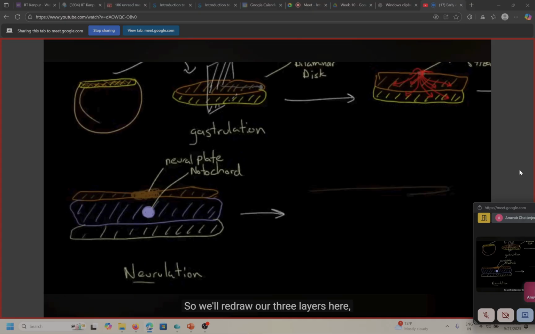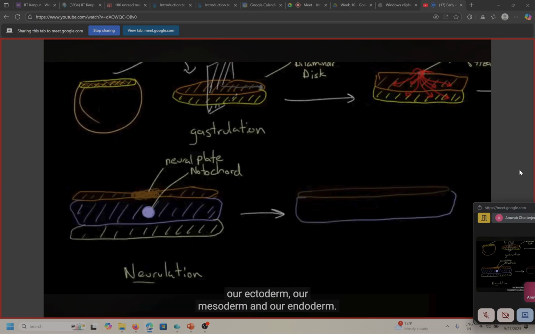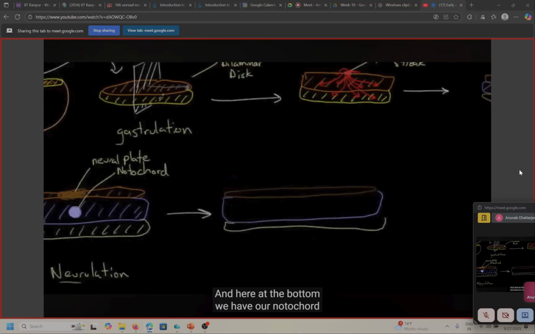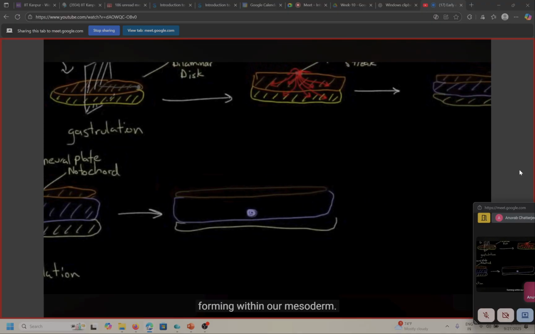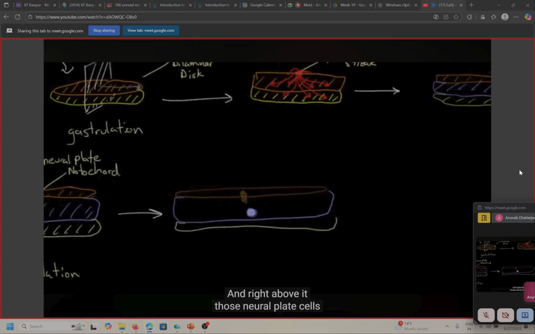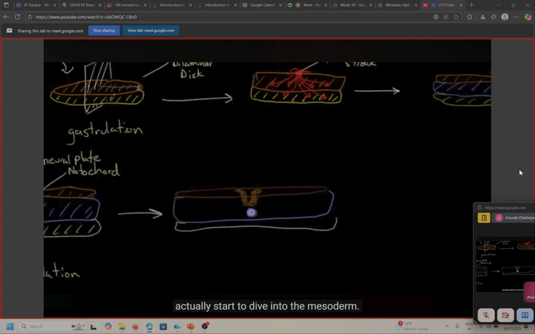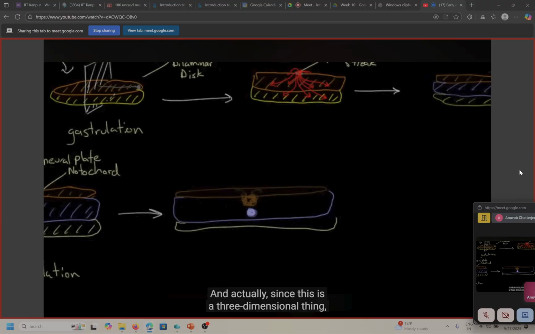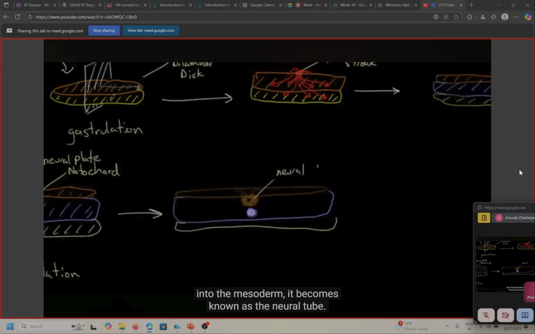The next thing that happens, we'll redraw our three layers here, our ectoderm, our mesoderm, and our endoderm. And here at the bottom we have our notochord forming within our mesoderm. And right above it, those neural plate cells actually start to dive into the mesoderm. And as those neural plate cells dive in, they start to form a ring structure. And actually, since this is a three-dimensional thing, this ring is more like a tube, so you can picture this tube going off into the rest of this pancake that we've drawn here. And as this neural plate zips up and dives down into the mesoderm, it becomes known as the neural tube.